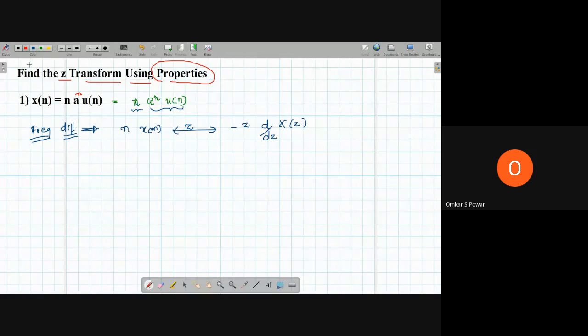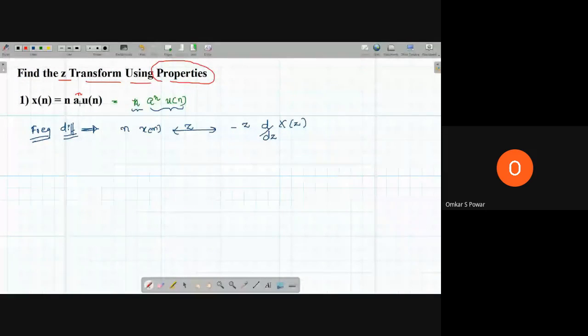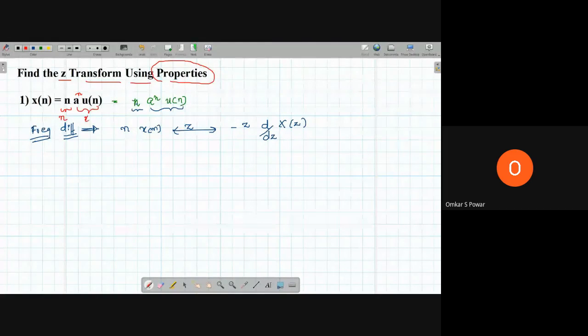First, you have to observe the problem. x of n is equal to n a power of n u of n. In your mind it should register that it is in the form of n into x of n. So this is n and this is x of n. We can use the frequency differentiation property, which says that the Z transform of n into x of n is minus z d by dz of x of z. Using this property, we will solve.